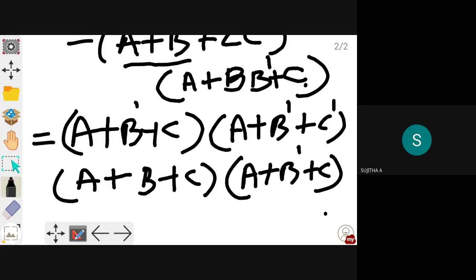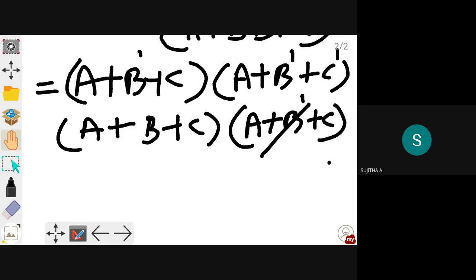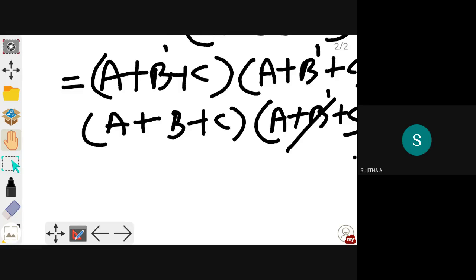So you have four terms here. In this, one term is actually a duplicate term, right? So you remove that term, and you get the terms a plus b dash plus c, a plus b dash plus c dash, a plus b plus c. So what are the max terms now?